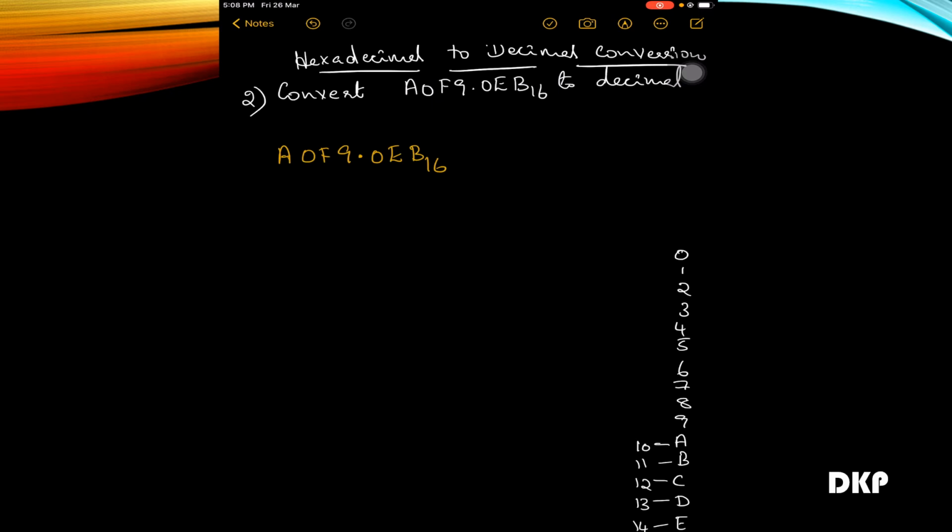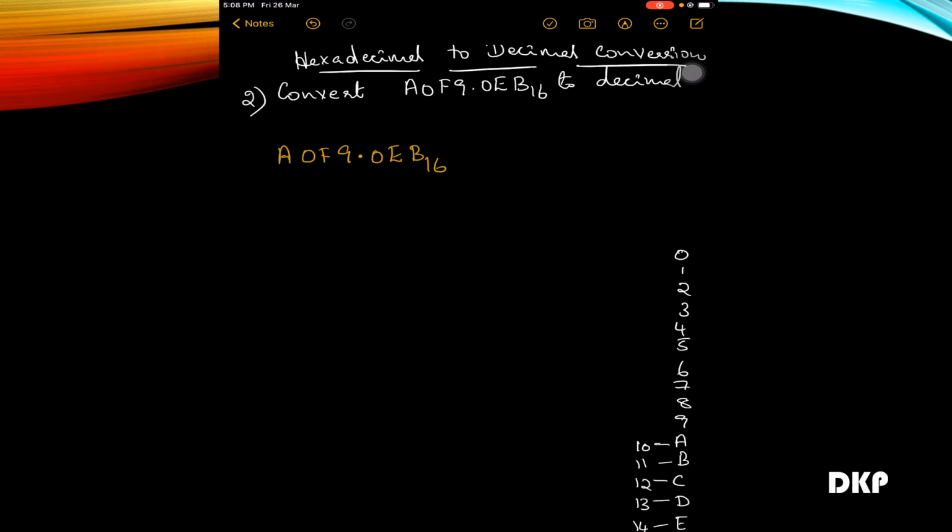This is the next example. Convert A0F9.0EB to the base 16 to decimal. So the given hexadecimal number is A0F9.0EB to the base 16.